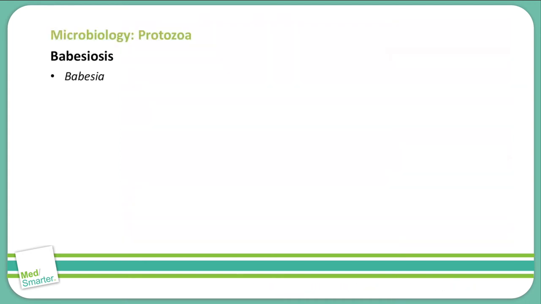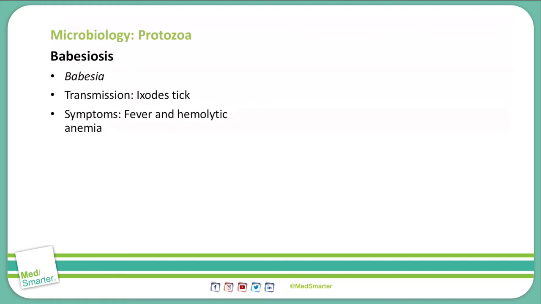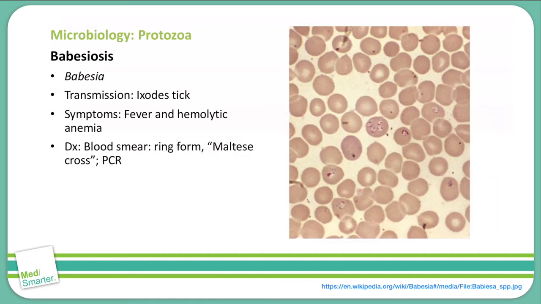Moving on, we have babesiosis, which is caused by the Babesia protozoa. This is transmitted through the Ixodes tick. The Ixodes tick bites and transmits the Babesia organism. Symptoms of babesiosis include fever and hemolytic anemia. We diagnose this with a blood smear, where you see a ring form or a Maltese cross.